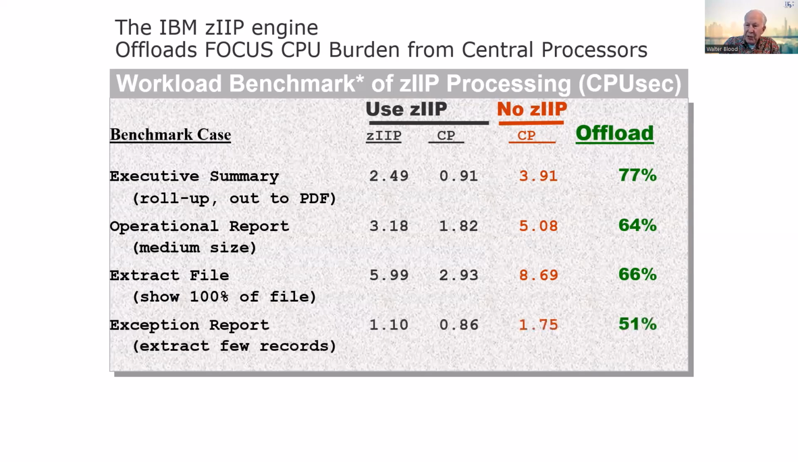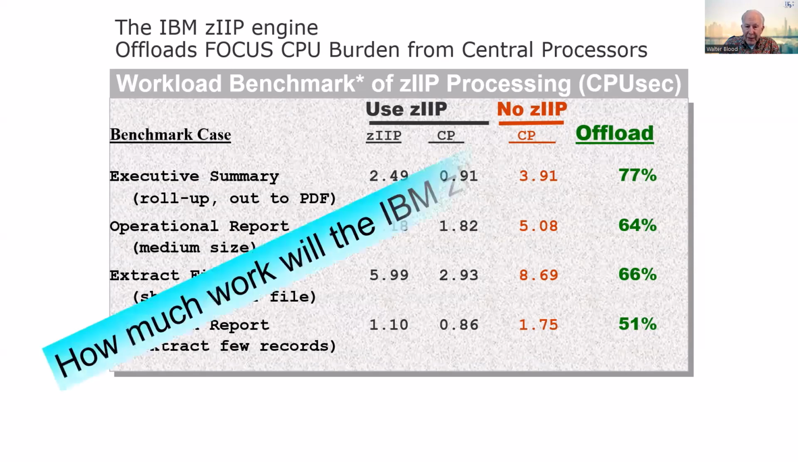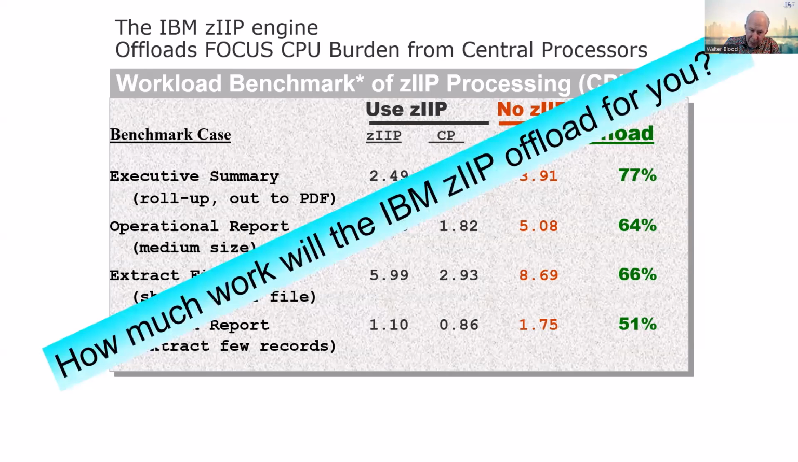Last but not least, the exception report, the case where we're only going to extract a few records out of the million rows that we're working with. Without the zip, we're looking at 1.75 seconds. With the zip, our CP is only going to be charged 0.8 seconds, a 51% reduction. The question is, how much work will the IBM zip offload for you?